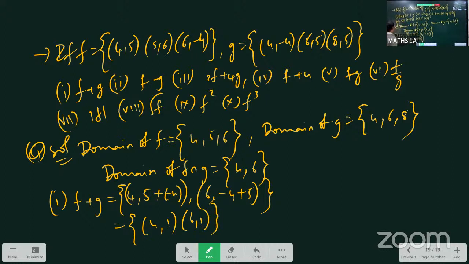Once again I'm repeating. The first question is f plus g. F plus g means what? I want the common domain for f and g. Actually, the domain of f is 4, 5, 6. The domain of g is 4, 6, 8. What is your common domain? 4 and 6. Once you take 4, then f of 4 is 5. In between I'm having plus. g of 4 is minus 4. Like that. Is it clear? Next I will do f minus g also.